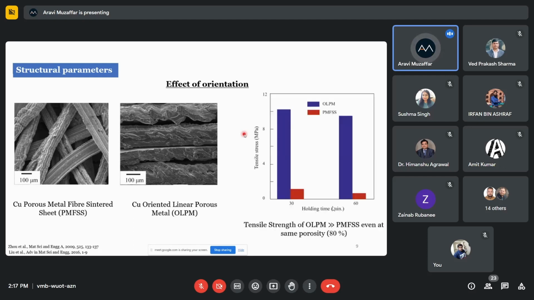And when they checked the tensile strength of these, it is seen that this oriented linear porous metal had the highest strength, even if the holding time, the sintering time, was different. We see that it is considerably higher as compared to the sheet wherein we have used fibers oriented in any random direction, even at the same porosity levels. So it is very important, therefore, the concept of the laying out of the fibers, the architectural template, to understand how that affects the overall properties. In this particular case, the mechanical properties, but there are people who have studied other properties as well.